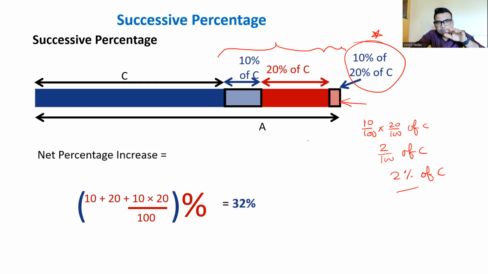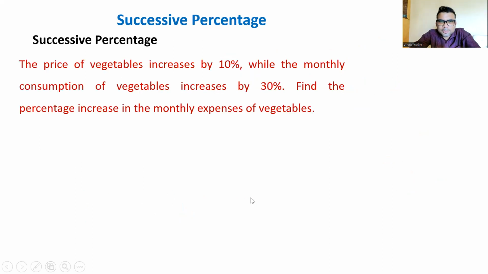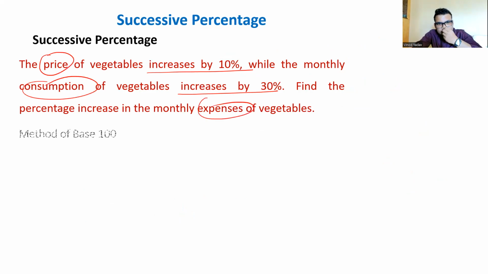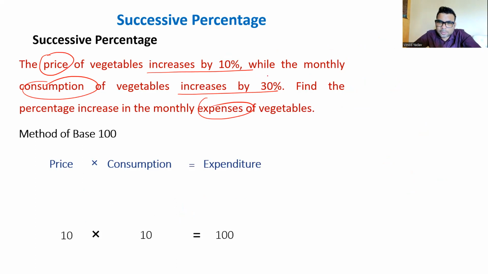Okay. One more example. Price of the vegetables increases by 10%, while the monthly consumption also increases by 30%. Price and consumption. So find the percentage increase in monthly expenses. Super. Base 100. You know this relation already. Price into consumption is expenditure. Both of them had the same base, so we can assume the old price is 10, consumption is 10, so expenditure is 100. Consumption was 10 kgs, price was 10 rupees per kg, so total expenditure is 100.